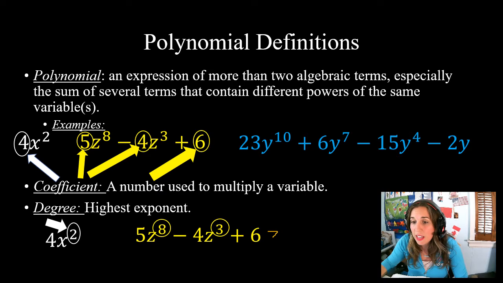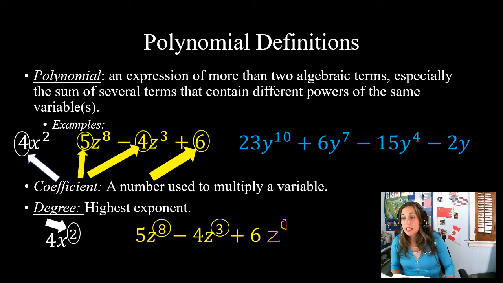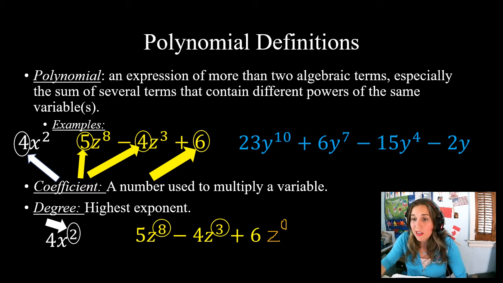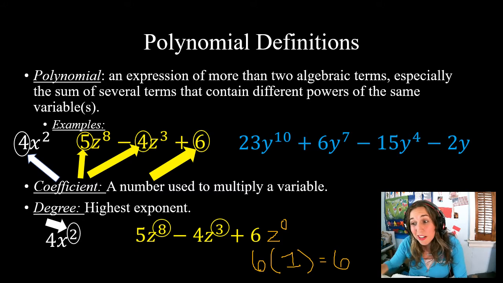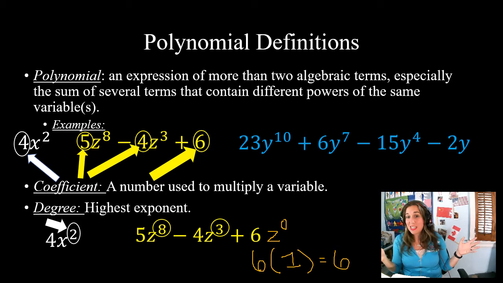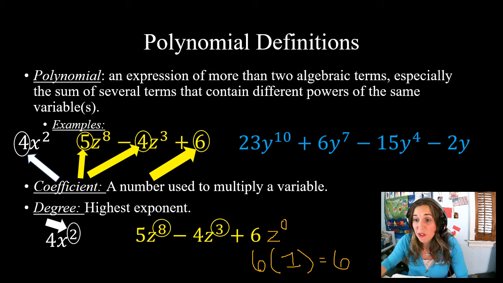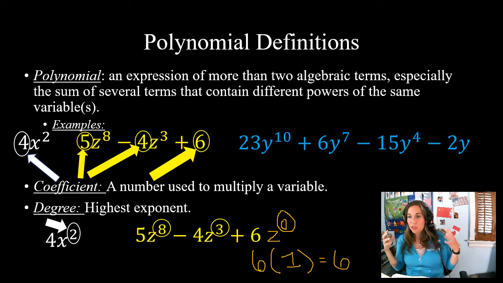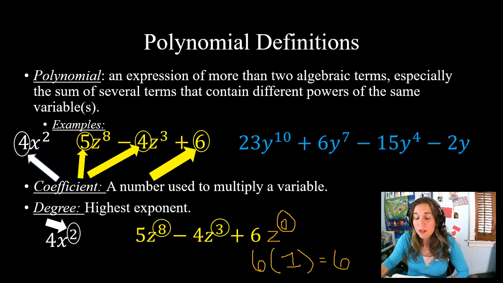So this is like having 6z to the 0 power, okay? Anything to the 0 power is just 1. So this is like 6 times 1. Z to the 0 power is just 1. 6 times 1 is equal to 6. So we could make the argument that there is indeed a power there. It's just 0. So whenever you have just a coefficient, just a number, you could make the argument that there is that invisible 0 power there. That's not something I want you to get hung up on. I just wanted to mention it, okay?